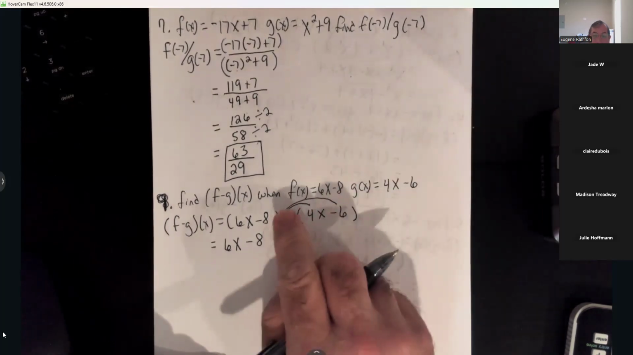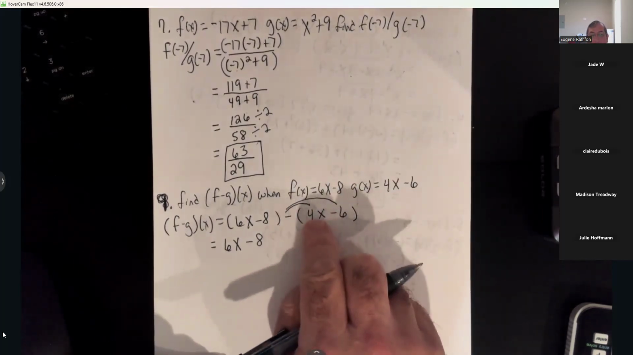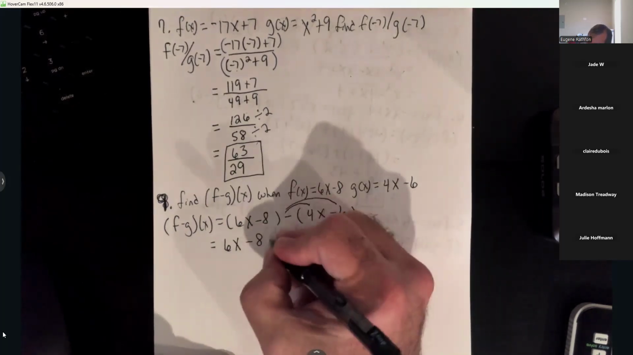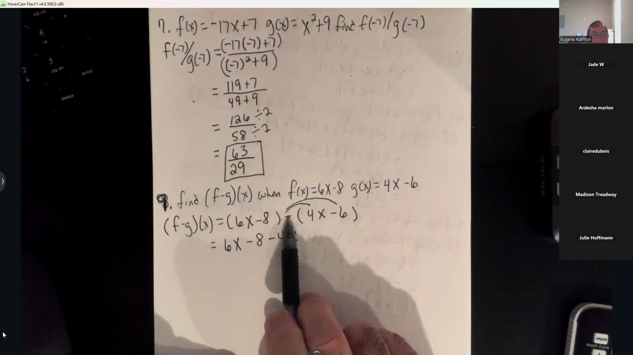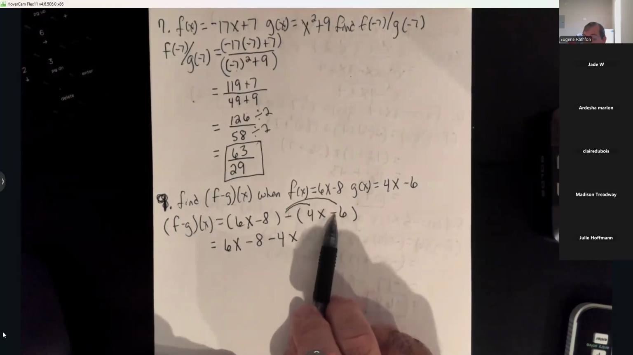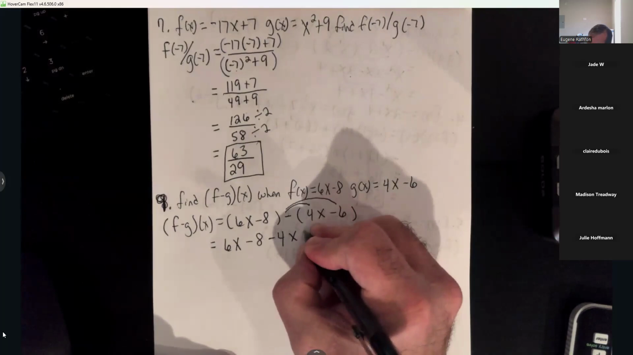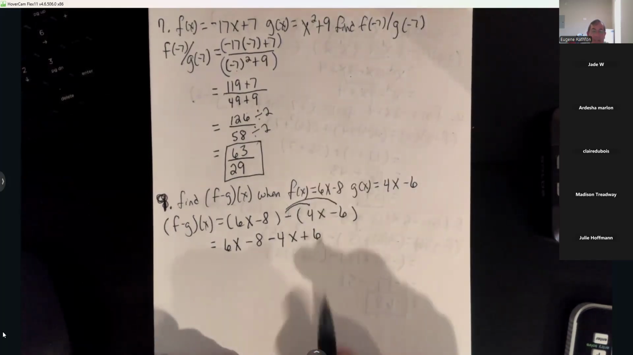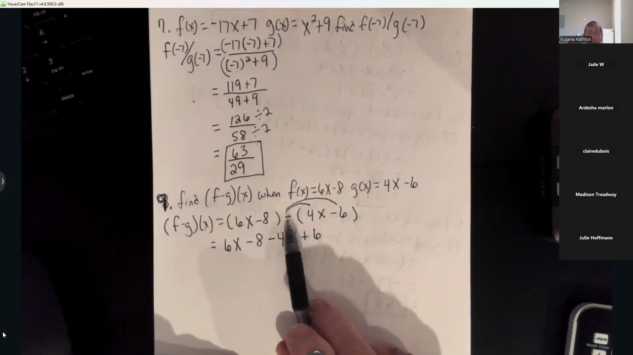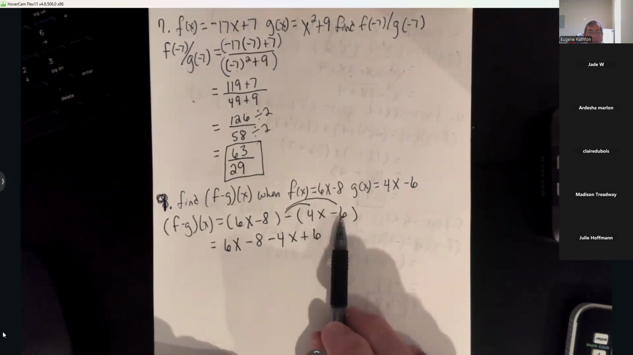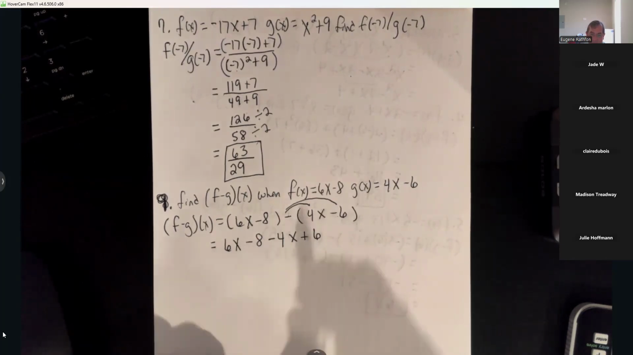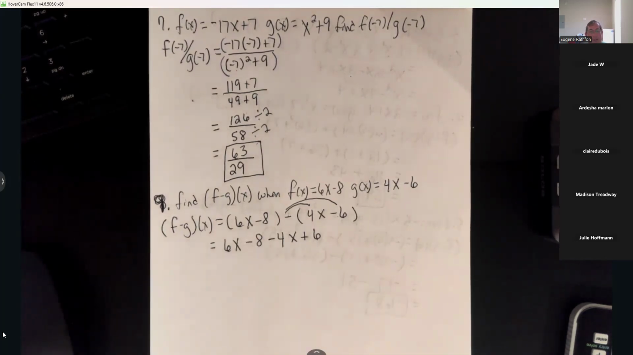Distribute that subtraction. So a negative times a positive will make that a negative 4x. And y'all watch this. That negative times a negative will make that a positive 6. So this negative outside the parentheses changes both of these signs. The positive turns negative and the negative turns positive. At that point, can we go any further?